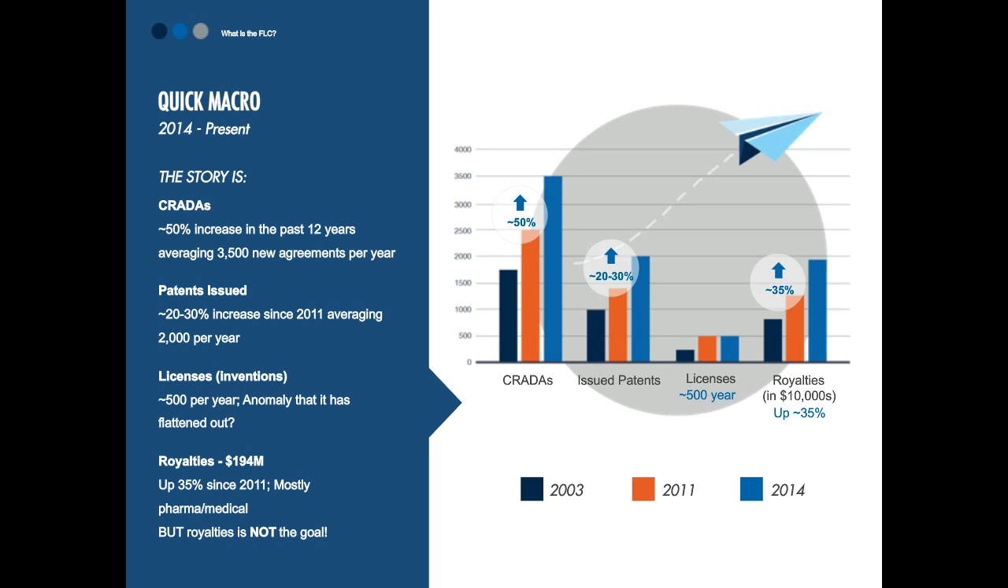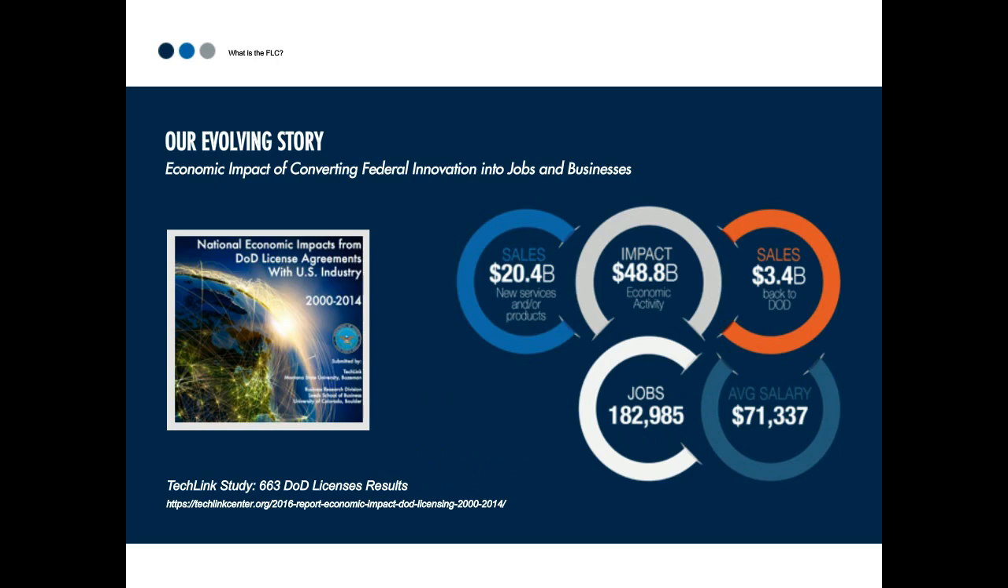What I want to do next is skip a slide and go to this one, which is our evolving story of economic impact. This is a hard one because the government doesn't always think about how to best measure economic impact. So what I have here is a very tangible one out of the Department of Defense, where they looked at only one of the agreement types, the patent license agreement. This is where we give the right to make, use, or sell an invention, the claims of a patent, to somebody to go do something with.